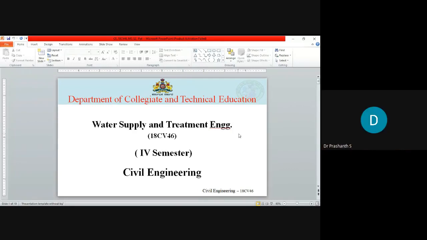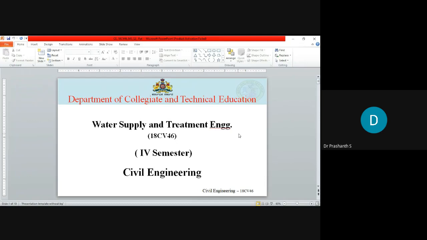In the previous video, we have discussed session one. In that session one, we have discussed what is sedimentation, what are the different types of settling patterns, and what are the different types of tanks used in the sedimentation process in the treatment of water, and some definitions.